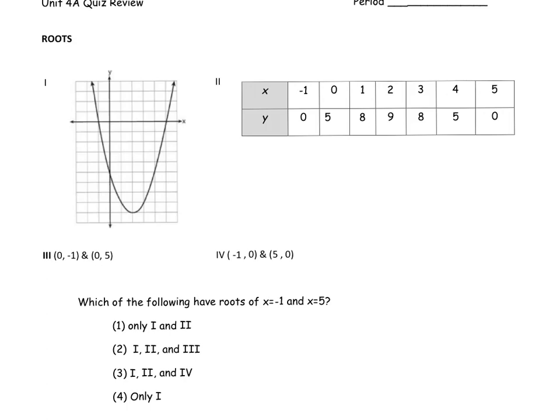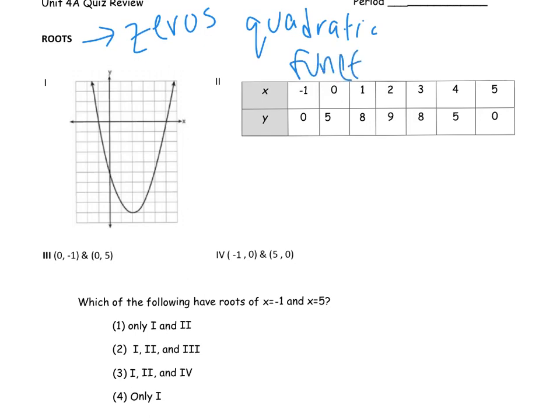Alright, so what we're going to be looking at is our review for our Unit 4A quiz. Now, we need to know a lot of key vocabulary words here. One of them being, what does the word roots mean? Another word for roots are zeros. Zeros of the quadratic function. We also need to know that a quadratic function is of degree what?